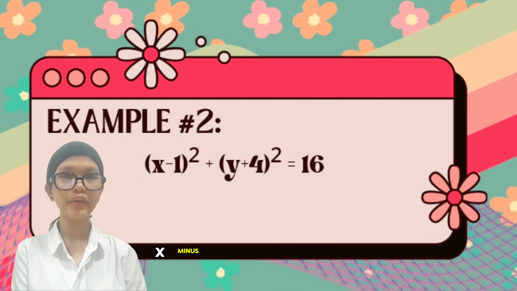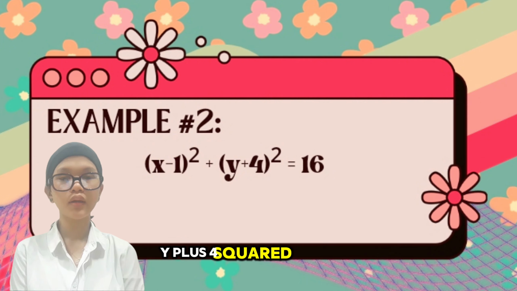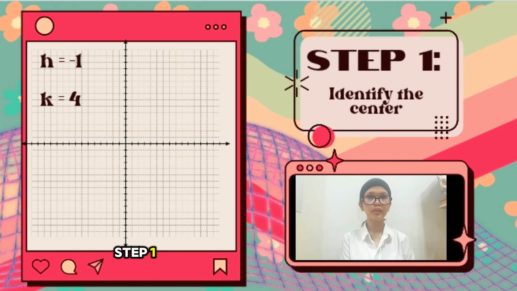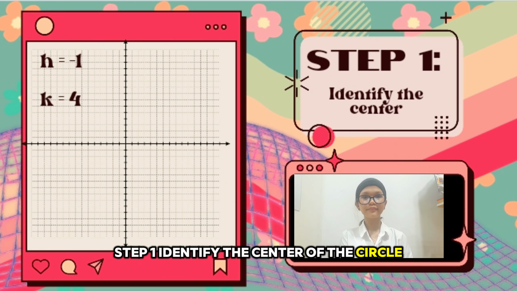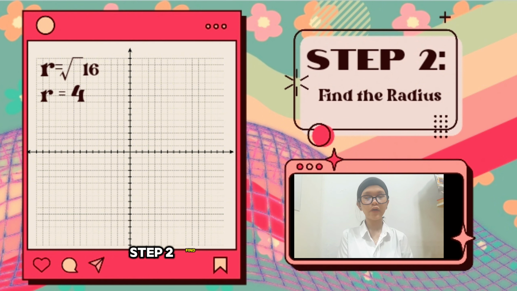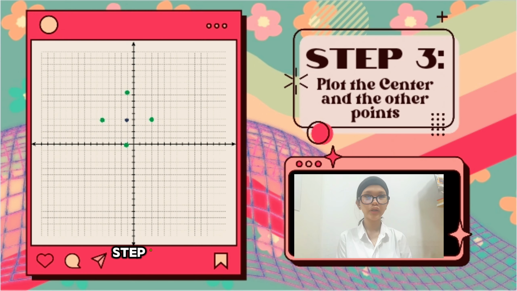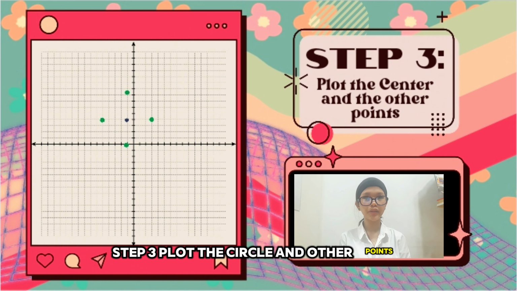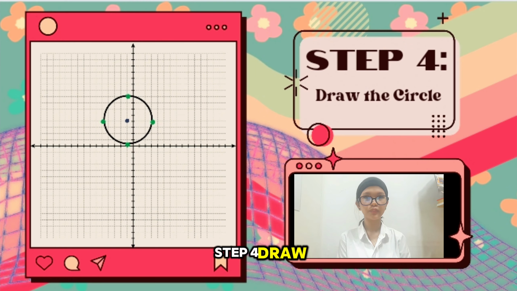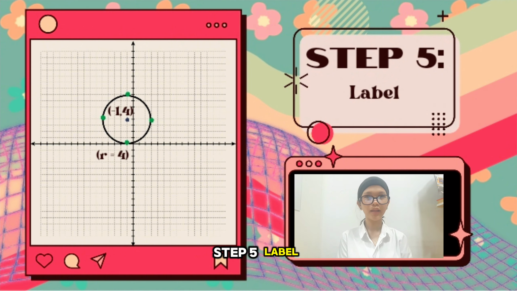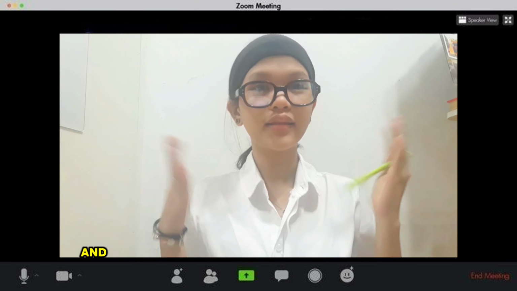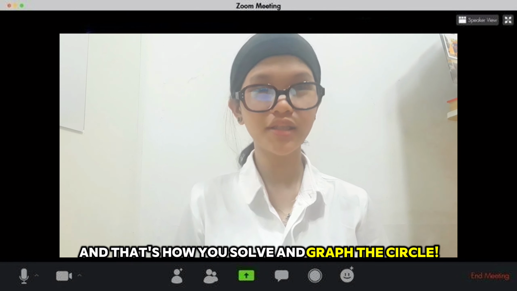Example number 2. Quantity of x minus 1 squared plus quantity of y plus 4 squared equals 16. Step 1. Identify the center of the circle. Step 2. Find the radius of the circle. Step 3. Plot the center and other points. Step 4. Draw. Step 5. Label. And that's how you solve and graph the circle.